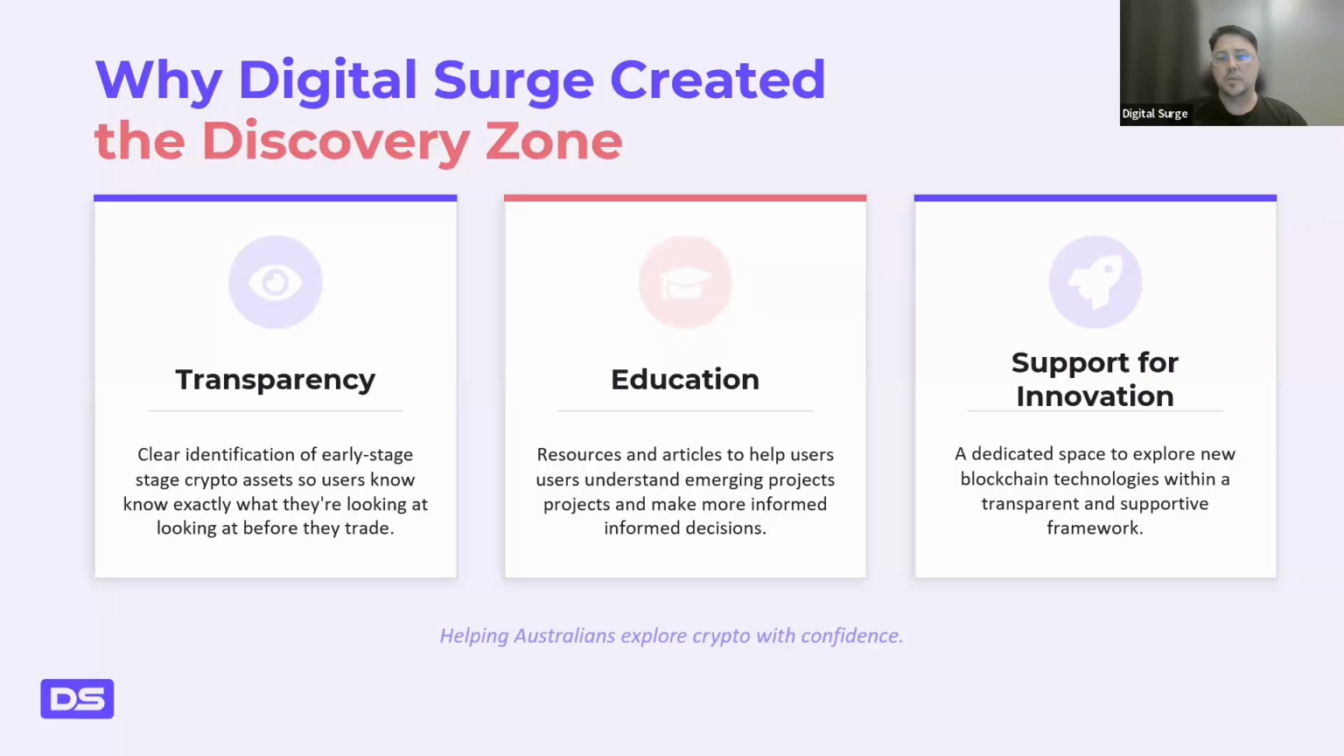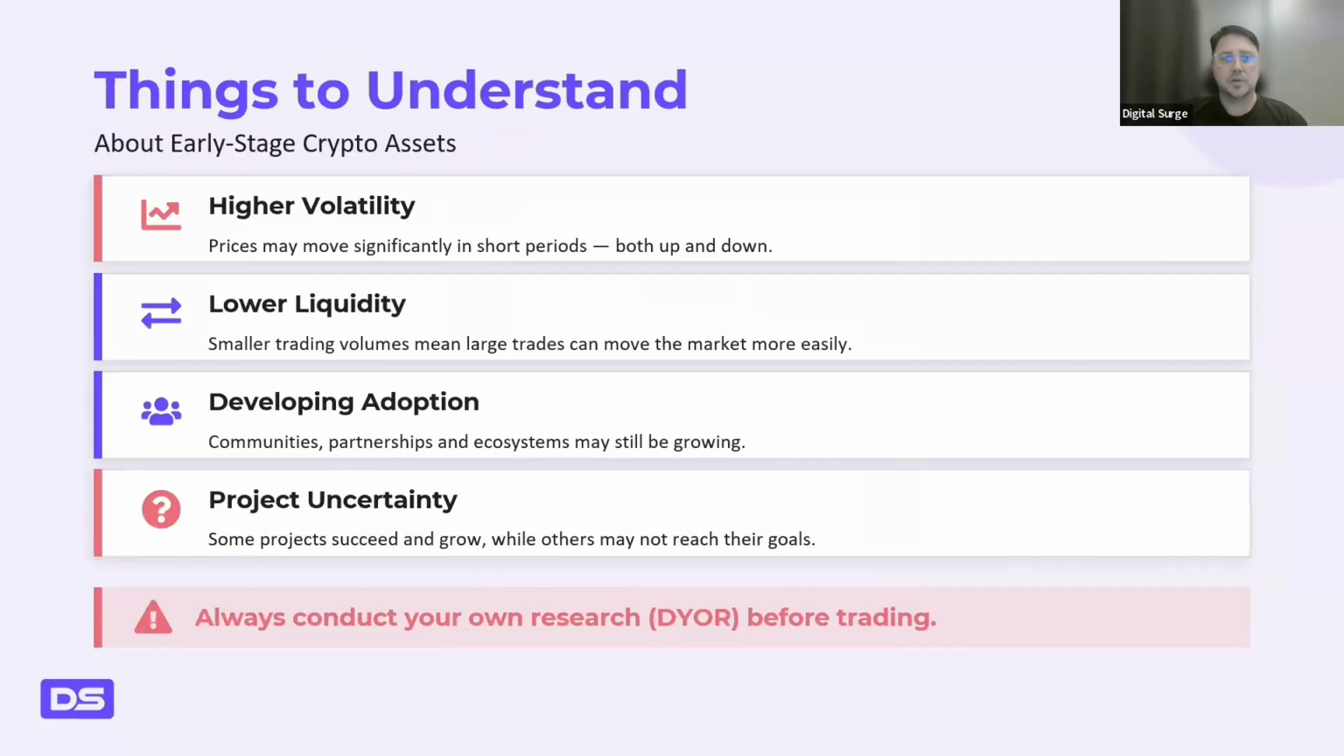So next we're going to talk about what you should understand about early stage assets before you start exploring them. Early stage crypto assets often share a few common characteristics. The first characteristic is high volatility. Early stage assets tend to experience larger price swings than more established cryptocurrencies. You'll often see them go up 20 to 30% a day and then down the same amount. This kind of movement is more common with smaller projects because there are fewer participants in the market and sentiment can shift very quickly. The second characteristic is lower liquidity.